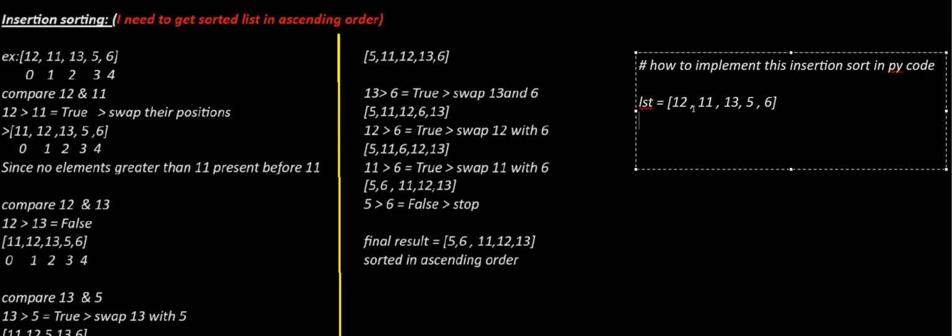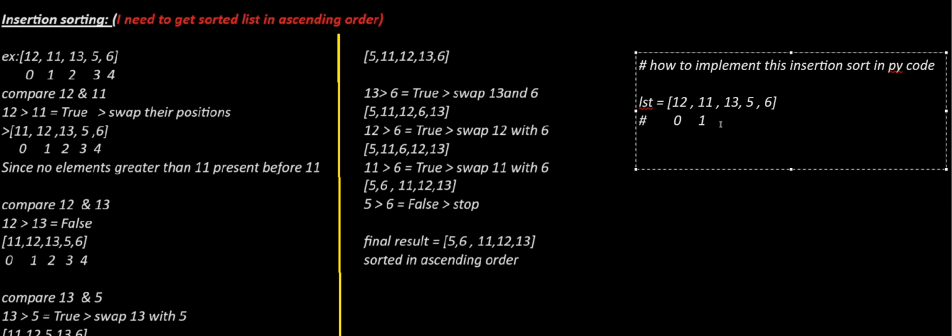To make it sorted, what have we done? I am comparing the adjacent elements. First I compared 11 with 12. Then I compared 13 with the previous element. Then I compared 5 with the previous element. Then 6 with the previous element. How to do this? Based on indexes, we compared those. So let us write the indexes.